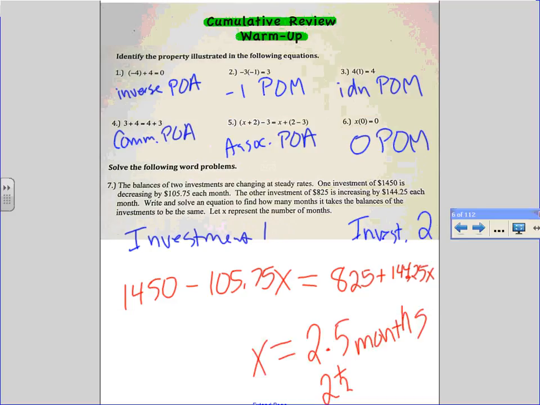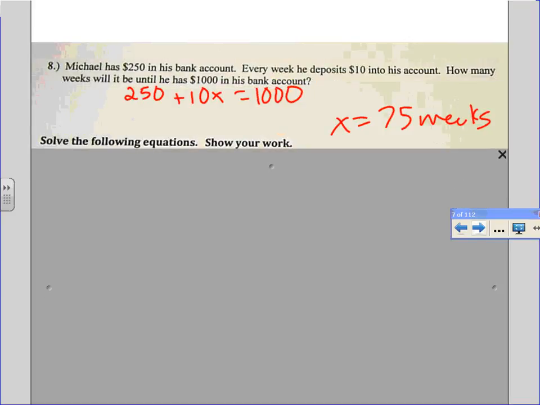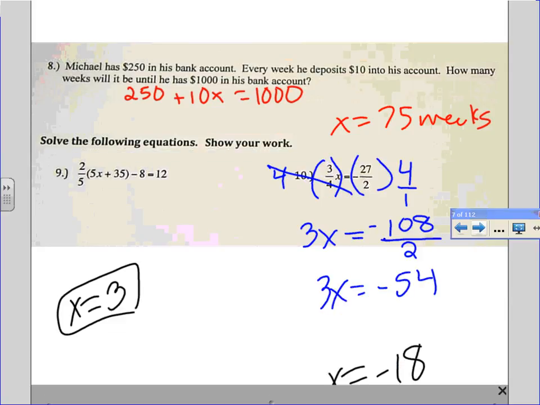Okay, Josh, number 8, what did you get? Good, number 8 is 75 weeks. Skylar, number 9. Good, 3. Number 10. Shane, what'd you get for number 10? Good, 10 is -18.